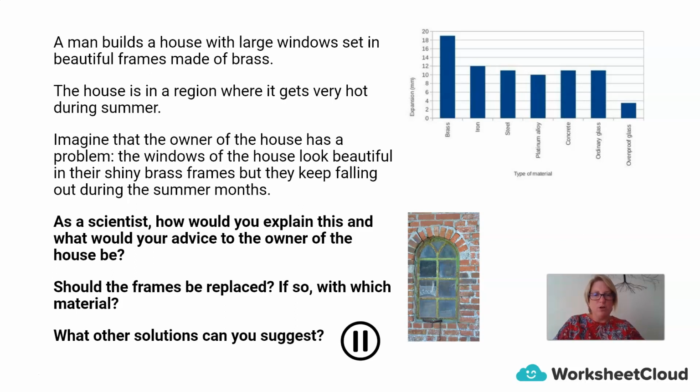So if we have a look at it, he is using ordinary glass that has an expansion of 11 millimeters. So you need to pick a substance that is the same as that. So when this glass expands and contracts with the change in temperature, it's not going to fall out. So according to this graph, you can either make concrete frames or you could possibly use steel. I wonder if you have any other solutions.